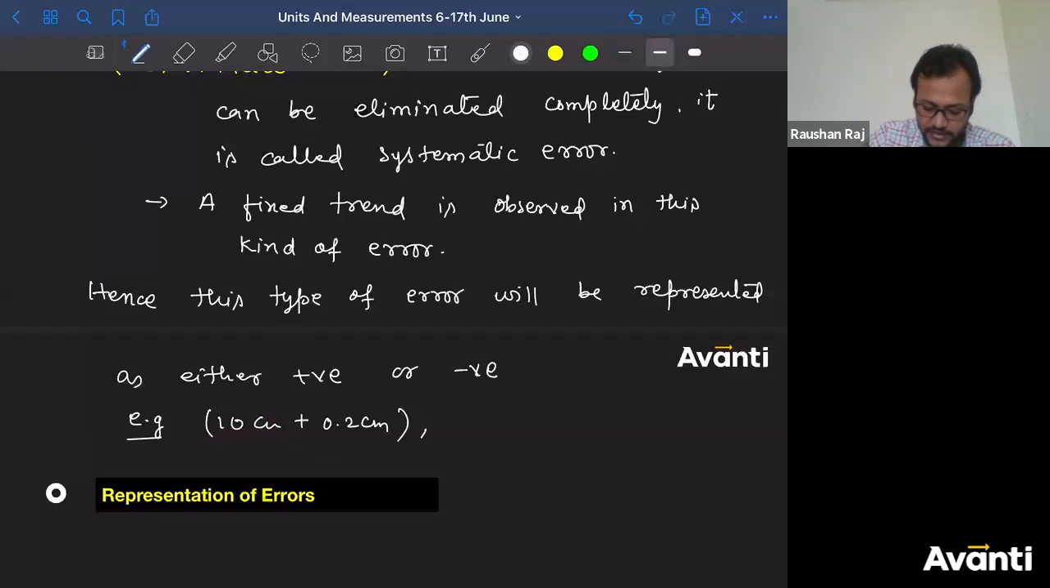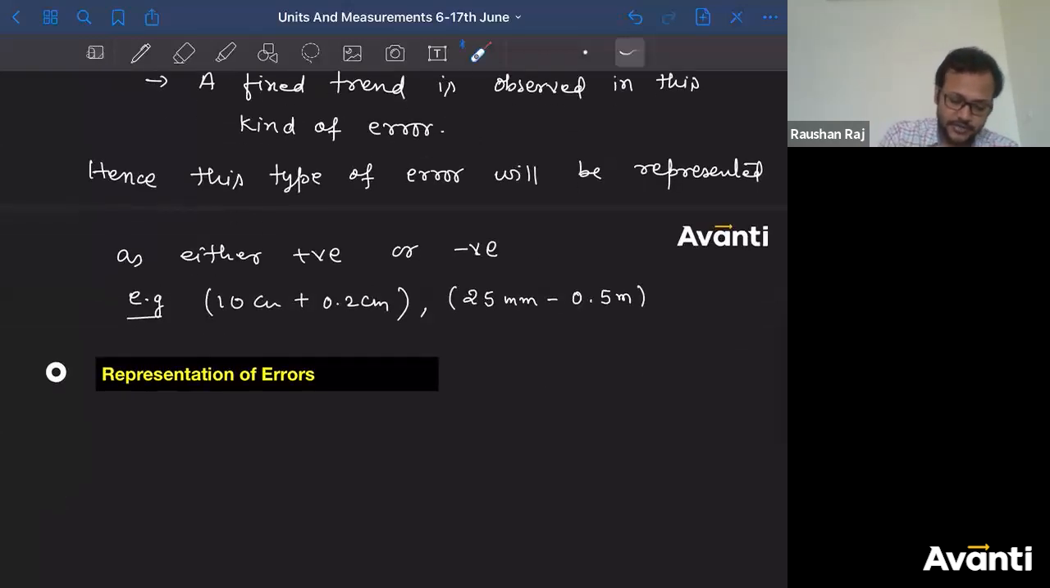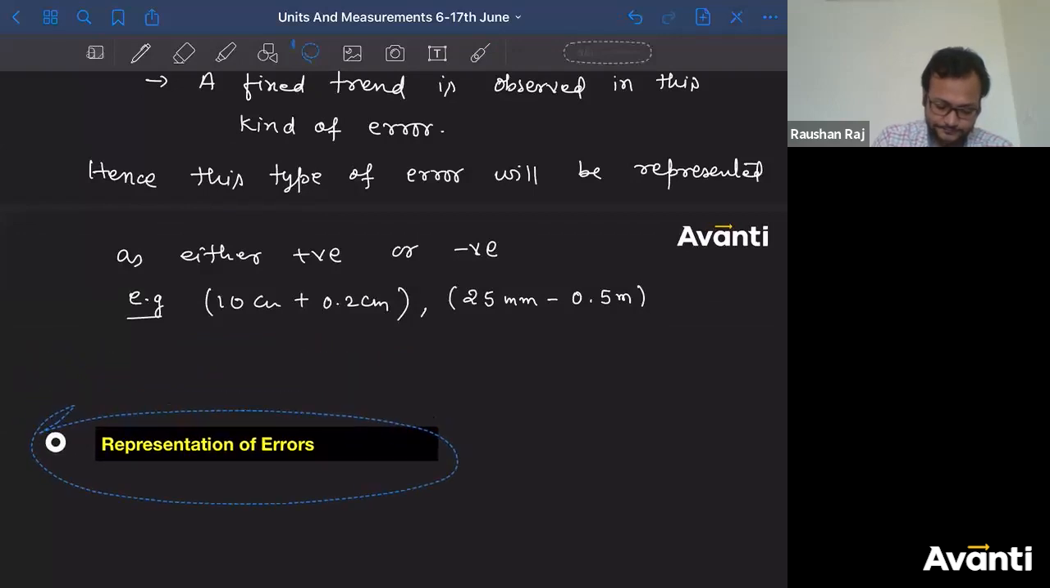Or let us say if you are having 25 millimeter minus 0.5 millimeter. What does that mean? This is also systematic error. Only one sign should be there. This is minus 0.5 or plus 0.5. Alright guys, so please remember this. If this kind of representation is given to you, you have to identify whether this is systematic or random. So if only one sign is mentioned, that means systematic error. So a fixed sign will be used. What will you write for it? A fixed sign will be used.